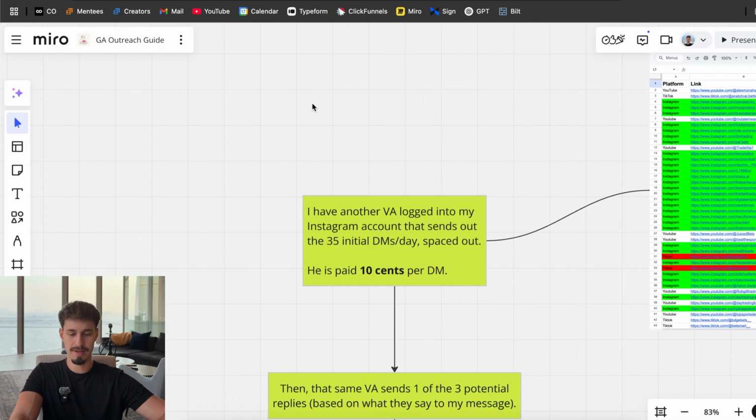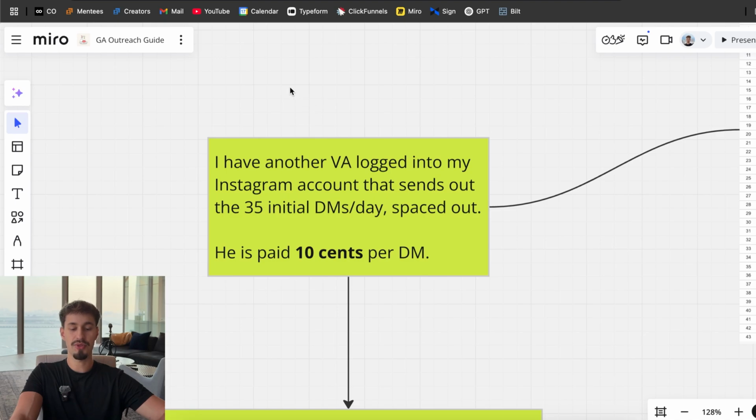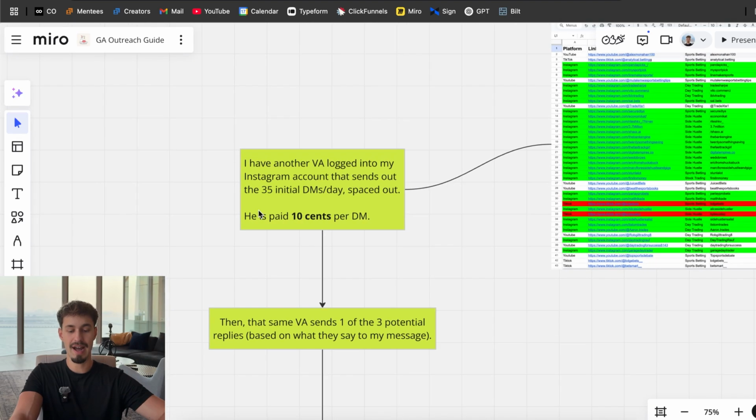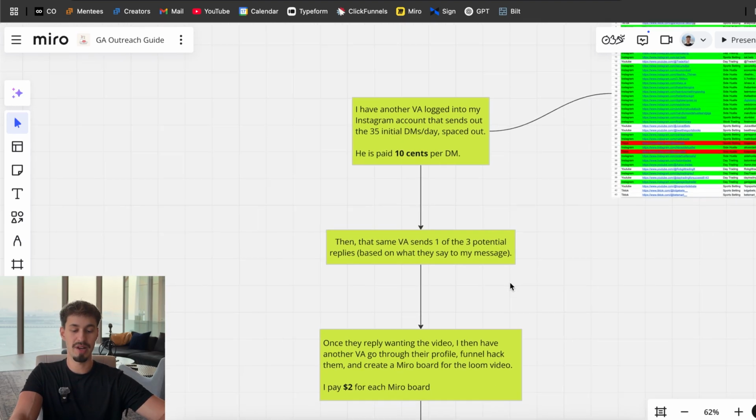It's a simple spreadsheet. Now, I have another VA logged into my Instagram account that sends out the 35 initial DMs per day, spaced out throughout the day. He's paid 10 cents for every single DM he sends, which is actually very high. Then the same VA sends one of the 3 potential replies based on what they say to my message. This is also 10 cents. I pay him 10 cents for sending that reply too.